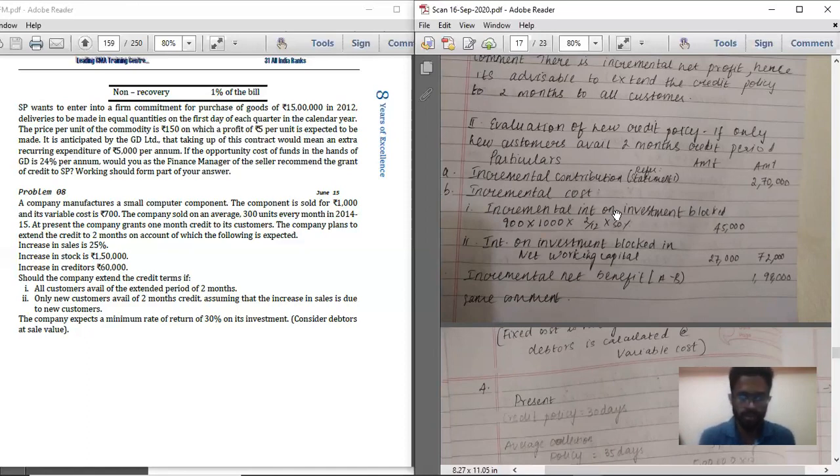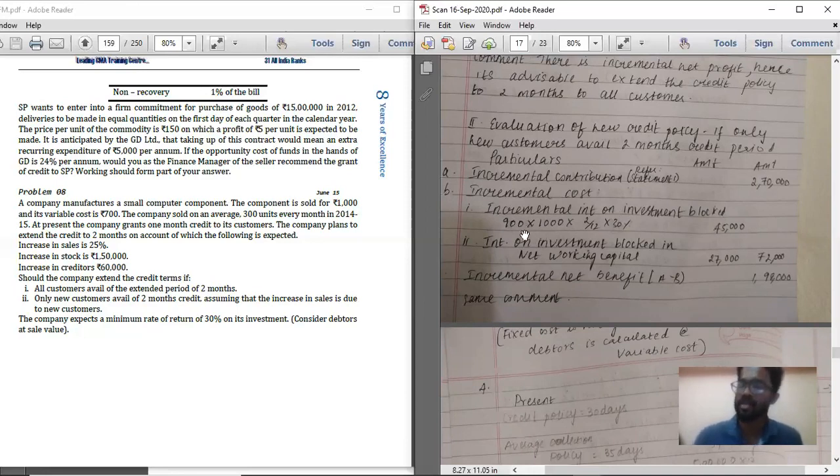See, new customers are coming in, they are purchasing 900 units and they are availing 2 months credit period. So this entire chain itself is incremental. And the old customers are going in the same line, that is, 3,600 units are being sold to the old customers for 1 month credit. So that is one chain and this is another chain. So we can directly calculate the incremental interest on investment blocked in debtors.